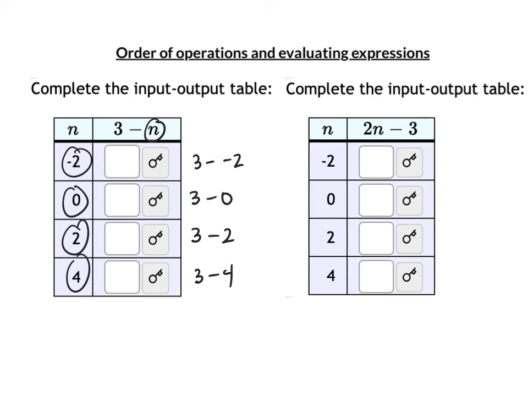3 minus -2, that's a double negative. This ends up being 3 plus 2, which is 5. 3 minus 0 is 3. 3 minus 2 is 1. And 3 minus 4, 3 is smaller than 4. That's why we get a -1 as our answer.